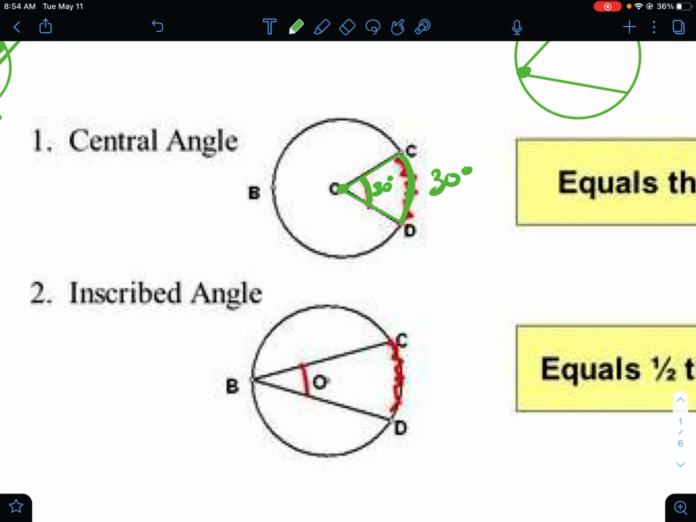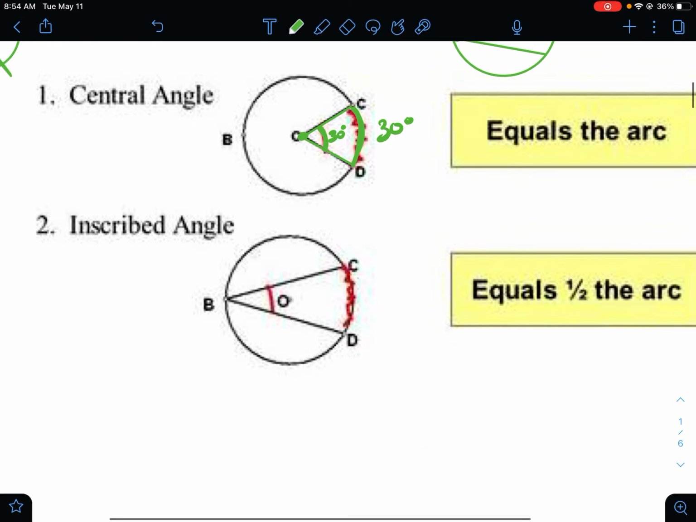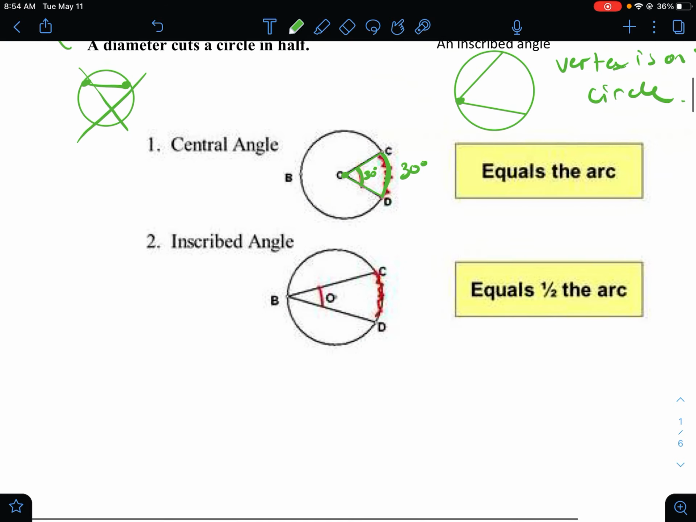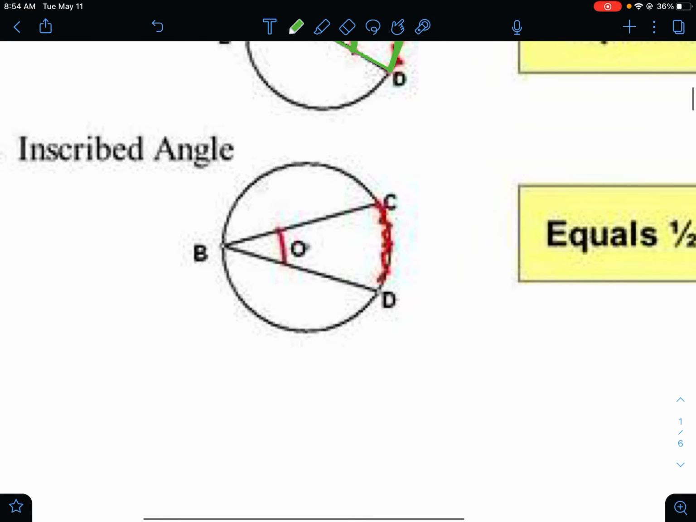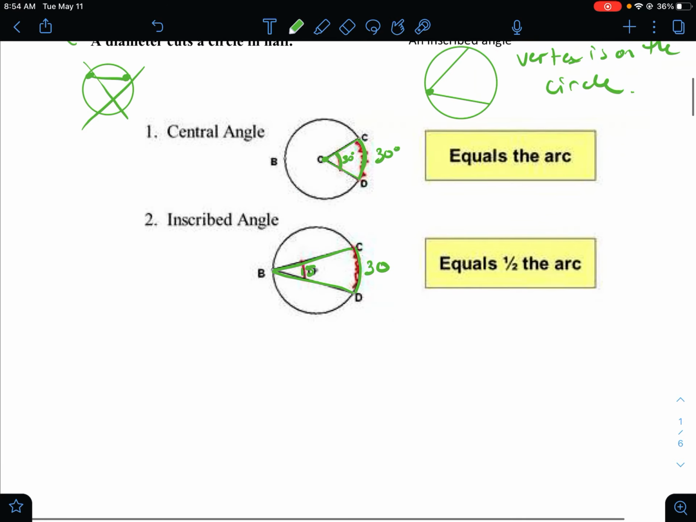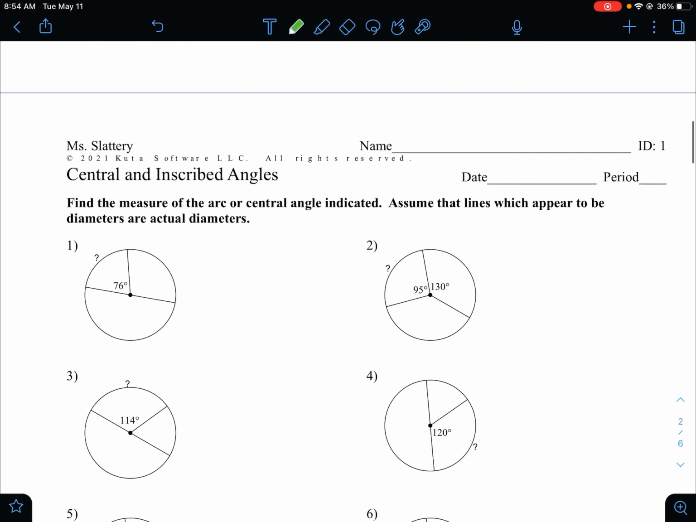Now, with inscribed angles, the angle is half of the arc measure. So, for example, if CD is 30, my inscribed angle is going to be 15. You could think of it either as the arc is twice the angle, or the angle is half the arc. Cool. So let's go ahead and try some problems.